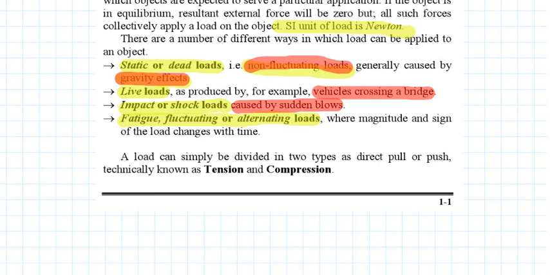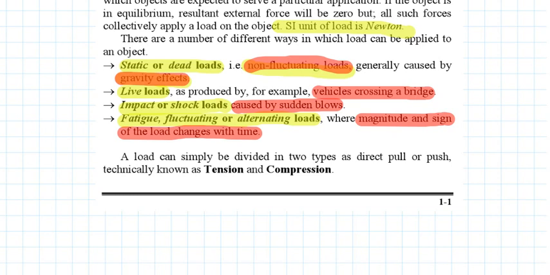The fourth one is fatigue or fluctuating load or alternating load. The magnitude and sign of this type of load change with time. Let us see an example: the contraction and expansion of metal or any other object due to seasonal variation. In the summer, the material expands due to higher temperature. At that time, the load exerted by the material is in one direction, while in the winter season, the material gets contracted due to the cold.